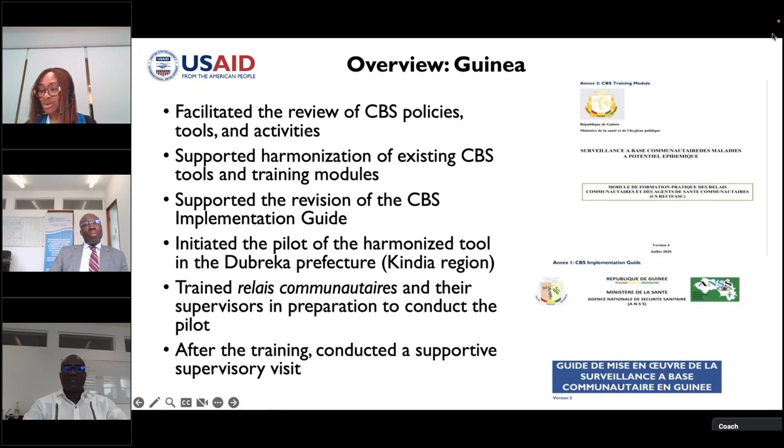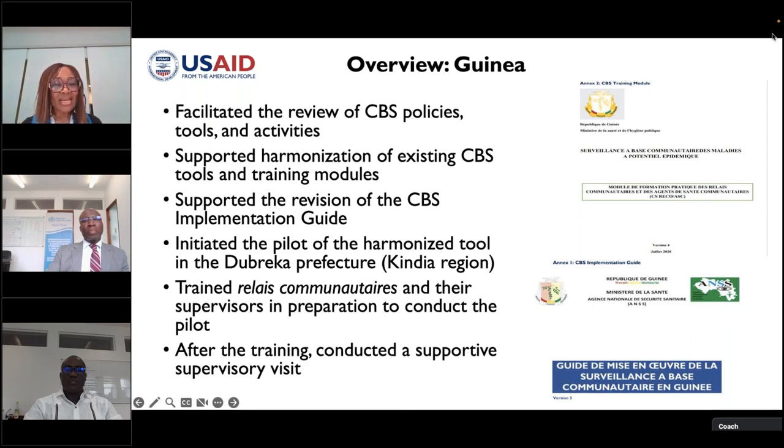In Guinea, we all know that Guinea, being the country where we had the index case for the 2014 to 2016 Ebola outbreak, was overwhelmed with multiple partners implementing community-based surveillance activities. So as a first step, IDDS supported the national government to review existing policies, guidance documents, tools, and activities ongoing in CBS. Following that, we started a pilot on the standardized tools by training community health workers in the Kindia region in the Dubreka prefecture.